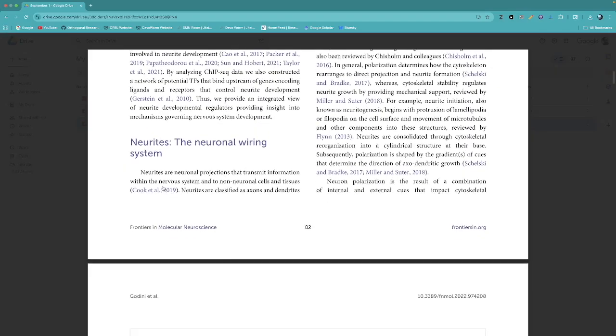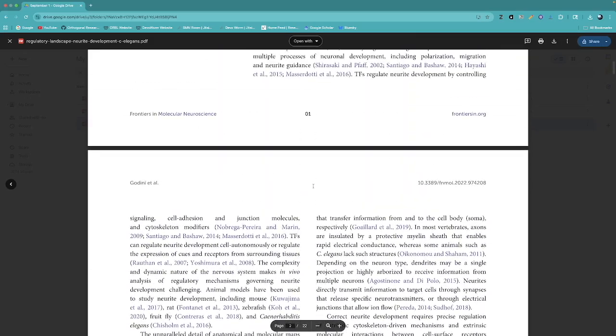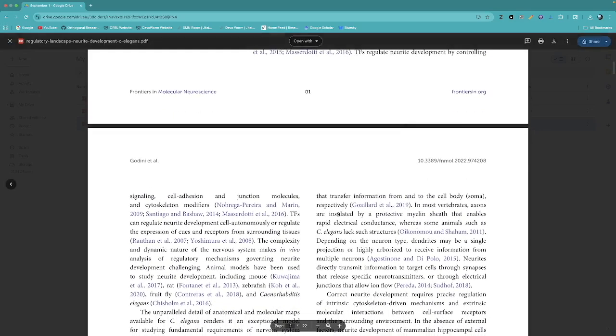And so they give a little overview of the neuronal wiring system. So neurites are neuronal projections that transmit information within the nervous system and to non-neuronal cells and tissues. Neurites are classified as axons and dendrites that transfer information from and to the cell body. In most vertebrates, axons are insulated by a protected myelin sheath that enables rapid electrical conductance, whereas some animals, such as C. elegans, lack such structures. So C. elegans doesn't have this myelin sheath like in other vertebrates.